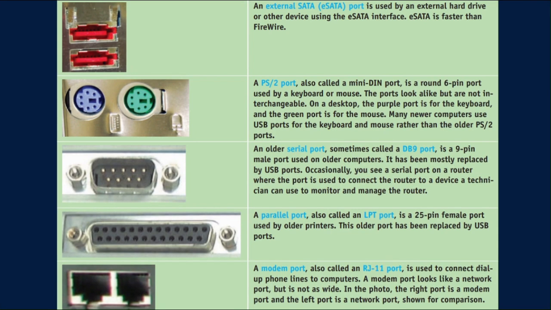An older serial port, sometimes called a DB9 port, is a 9-pin male port used on older computers. It has been mostly replaced by USB ports. You will see a serial port on a router, for example, where the port is used to connect the router to a device. A technician can use it to monitor and manage the router. This is the serial port.